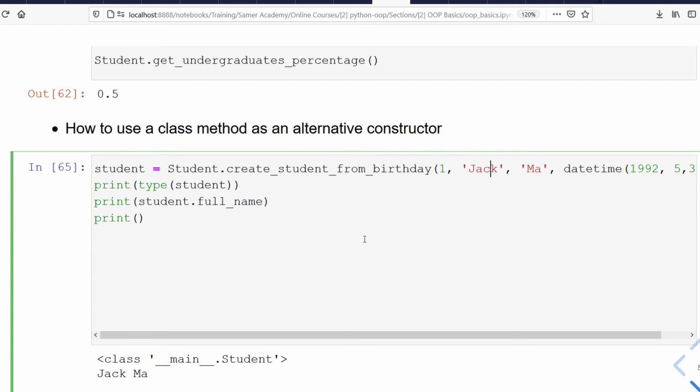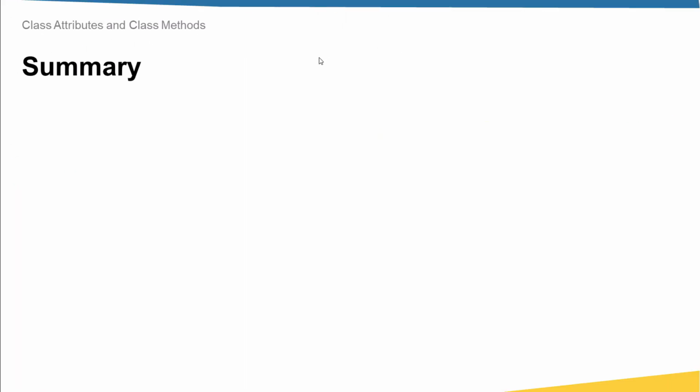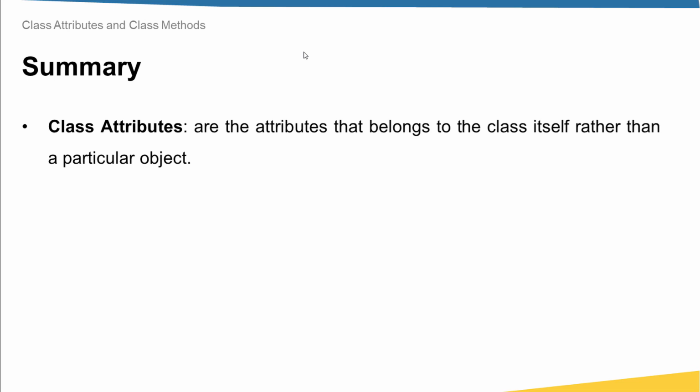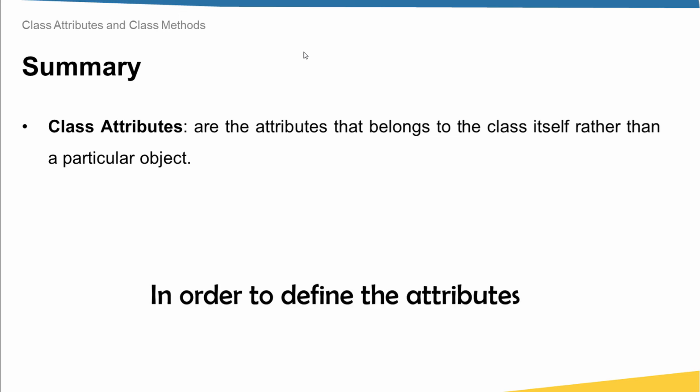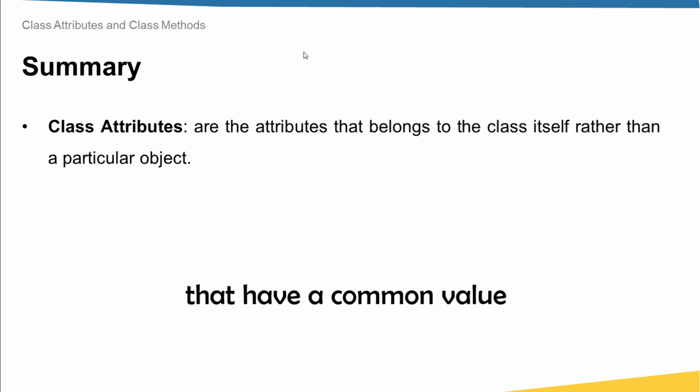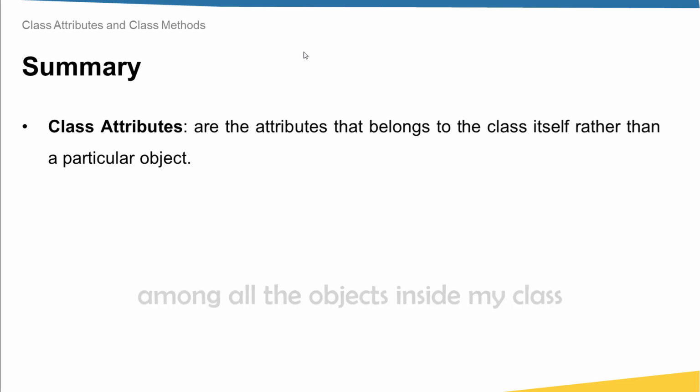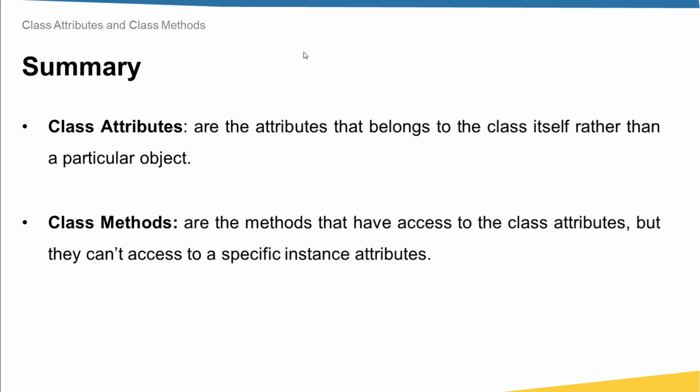And that's all for this code session. Now let's recap what we have learned so far in this lecture. First of all, we talked about class attributes, and we saw that these are attributes that belong to the class itself rather than to a specific object. Usually, I use class attributes to define attributes that have a common value among all the objects inside my class. In order to handle and process these class attributes, usually I define class methods. Simply, class methods are methods that have access to the class attributes. They can process, handle, and update these attributes, but they don't have any access to the instance attributes.